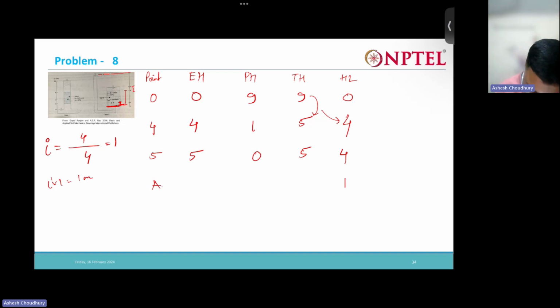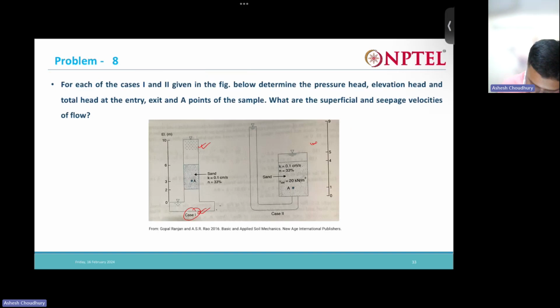Total head will be how much? Obviously 8. What is the elevation head? I know 1. So obviously pressure head has to be 7. So this is how we calculate the elevation head, pressure head, total head at all the points. Fine. Done.